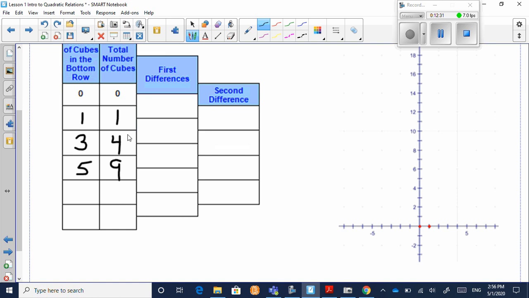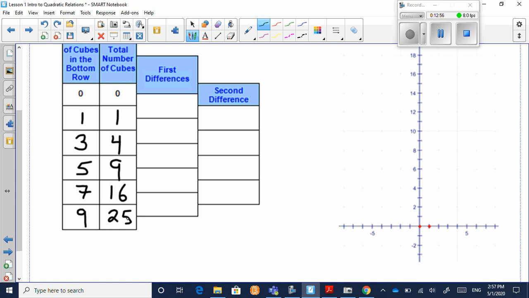The next one, we placed 7 cubes in the bottom row, and when we add those all up, you end up getting 16. And I'll do one more for you. If we were to do another one, we'd have 9 in the bottom row, and we'd have 25 total.